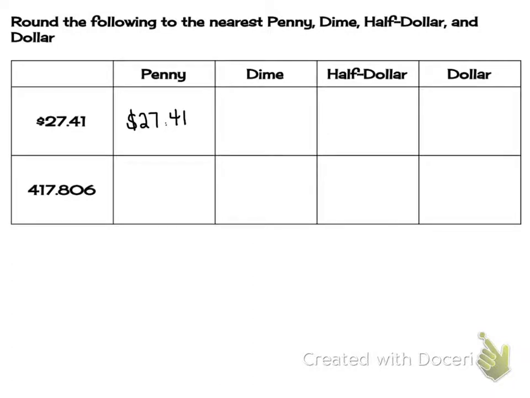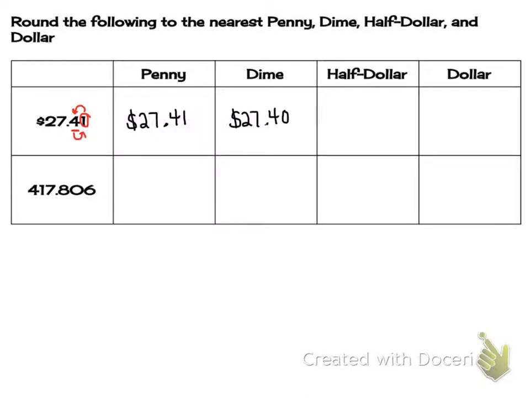If you look back at your notes, the nearest dime is rounding to the tenth. So I would look at the tenths, and I see that there's a 1 next to it, and the 1 does not round up to 4. So to the nearest dime would be $27.40. And when you think about it, 41 is closer to 40 than it is to 50.